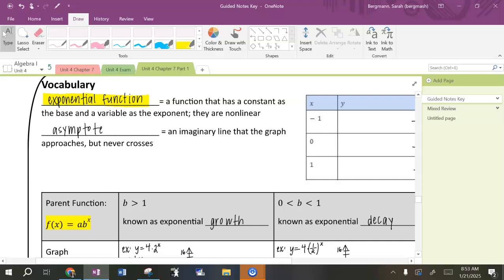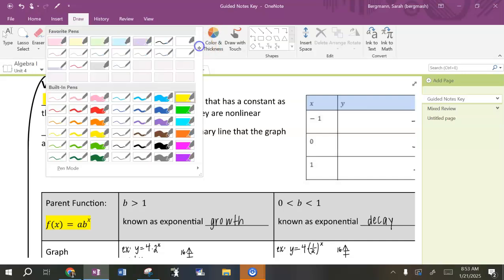Something new that's going to happen with exponential functions and their graphs is called an asymptote. An asymptote is an imaginary line that the graph approaches, but it never actually touches or crosses. You'll see more of what an asymptote is once we get a graph, and I'll come back to that word to show you an example.